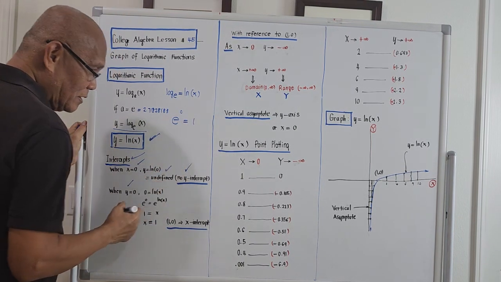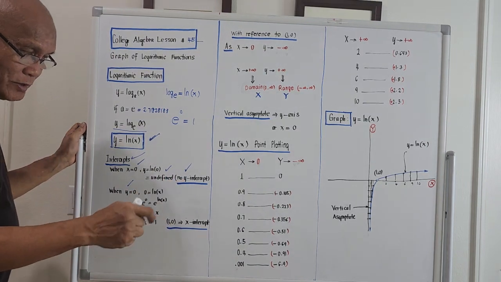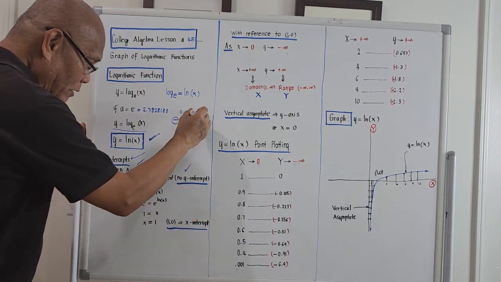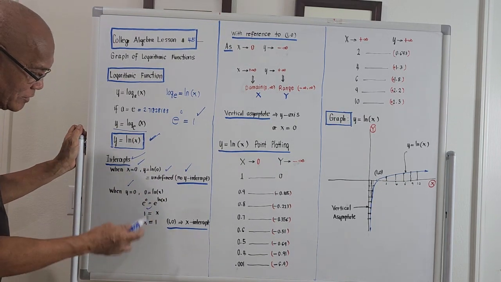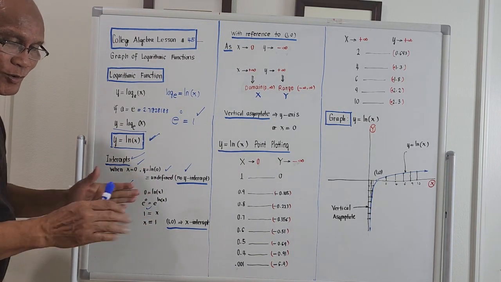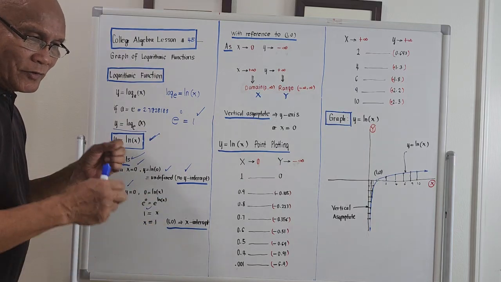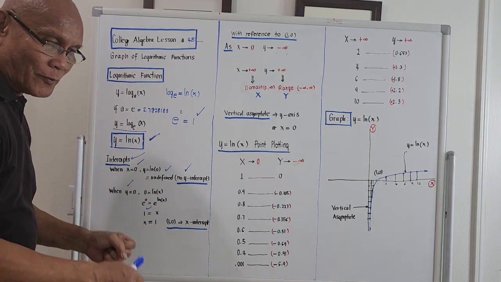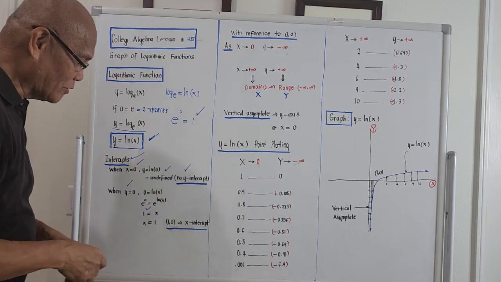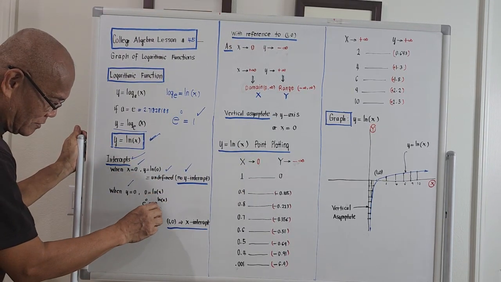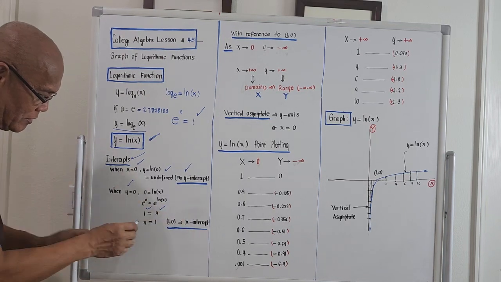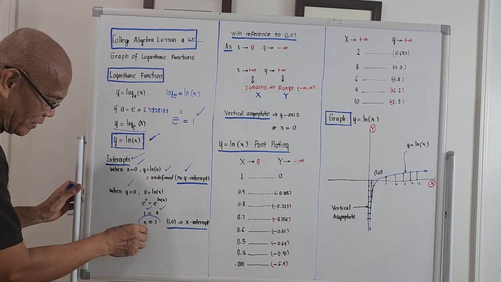And e to the 0 is 1, because any number raised to 0 is 1. So the left-hand side is 1. And for the right-hand side, use your knowledge of calculus and algebra. The antilog of the natural logarithm of any given function is just the given function. So e raised to the natural logarithm of x will be x. Rearranging, x now will be equal to 1.